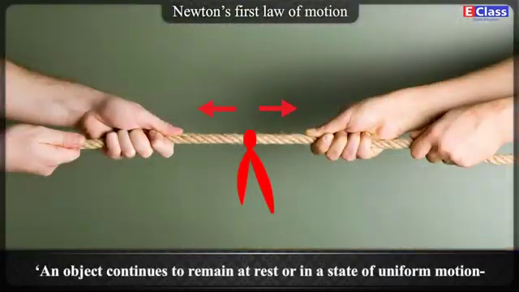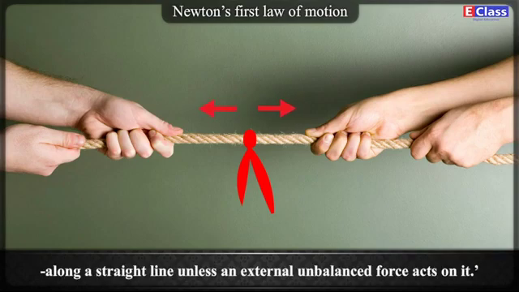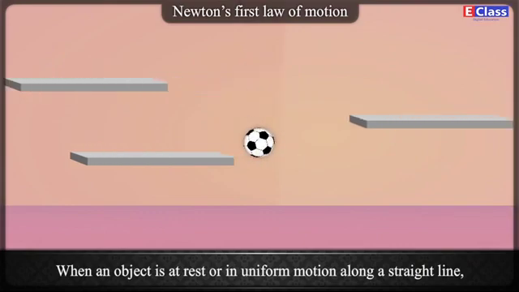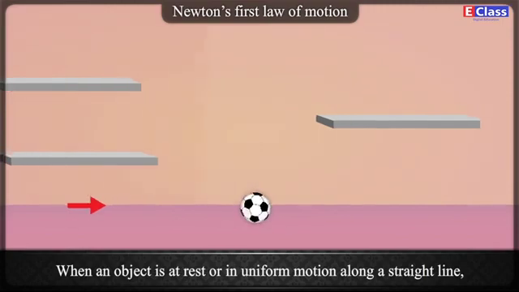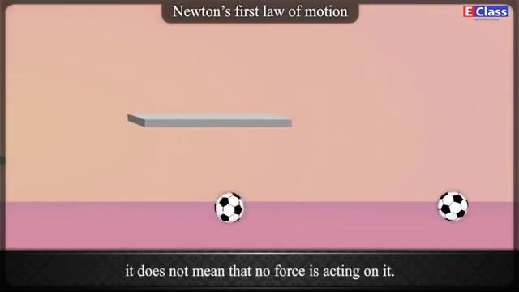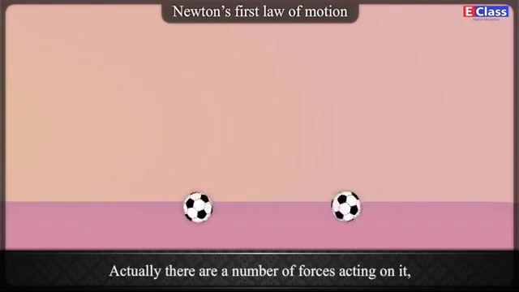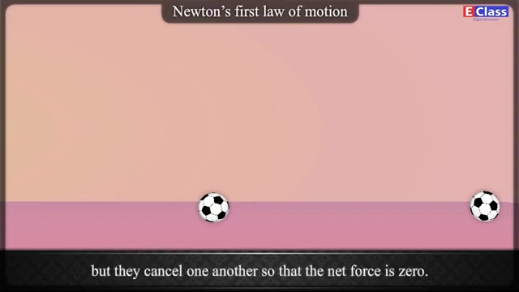An object continues to remain at rest or in a state of uniform motion along a straight line unless an external unbalanced force acts on it. When an object is at rest or in uniform motion along a straight line, it does not mean that no force is acting on it. Actually, there are a number of forces acting on it, but they cancel one another so that the net force is zero.